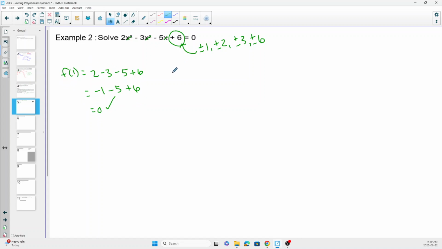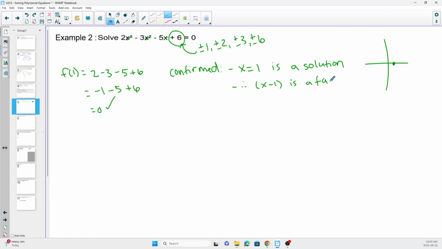So what we have confirmed is that x equals 1 is a solution, meaning if we were looking at a graph, at this point here, the function would equal 0. So that means that therefore, x minus 1 is a factor.